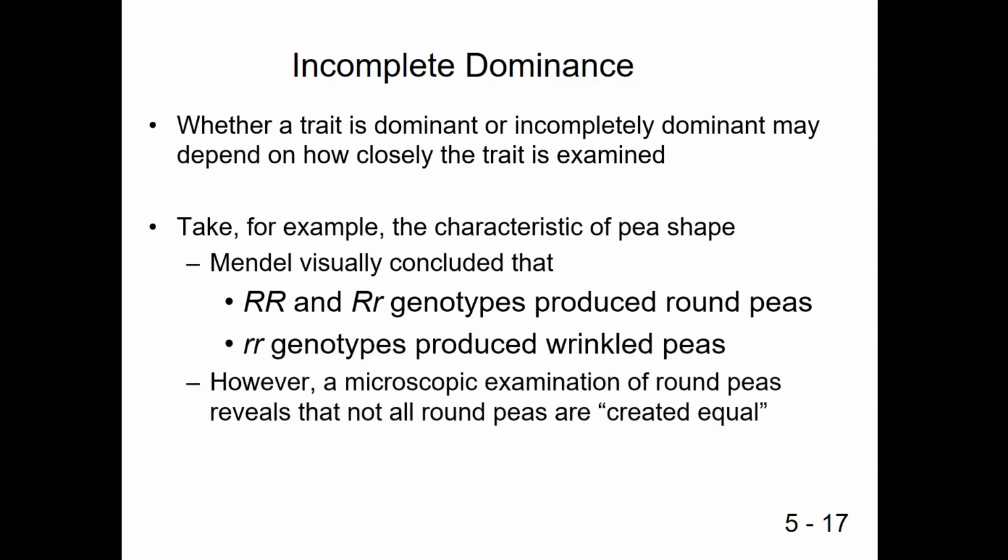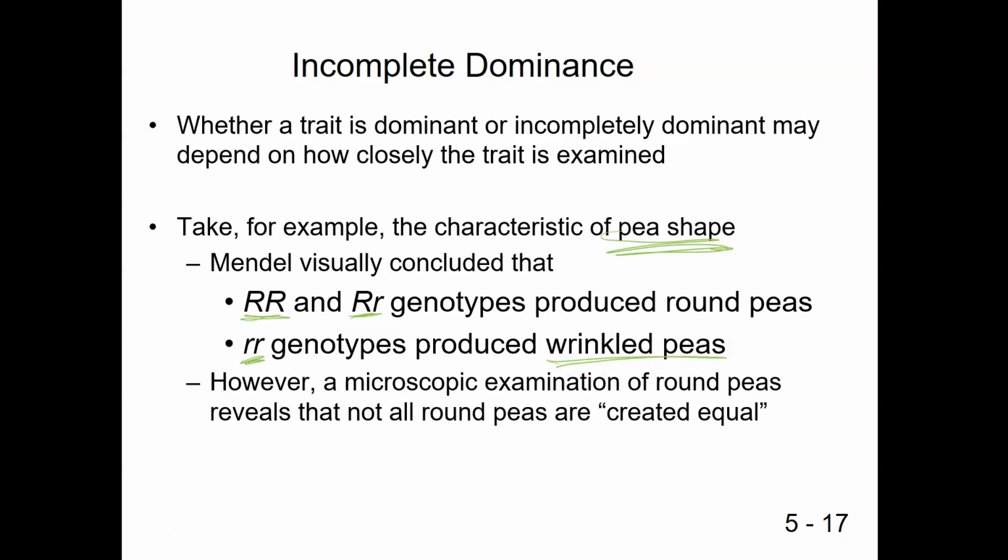So whether a trait is dominant or incompletely dominant may depend on how closely the trait is examined. What does that mean? Well, you're looking at overall flower color. That's pretty superficial, actually. Let's look at pea shape instead of flower color now. Mendel actually looked at pea shapes in his original analysis. He had a lot of time on his hands, I think, in the winter to look at phenotypes, which is amazing. But what he visually concluded was that big R, big R and big R, little r genotypes gave you round peas, and only little r, little r gave you wrinkled peas. Remember round and wrinkled peas?